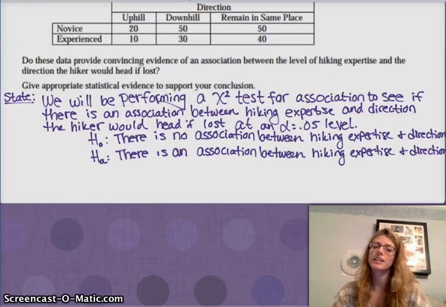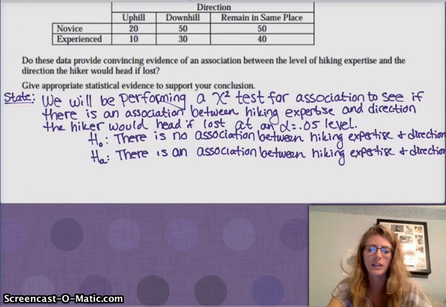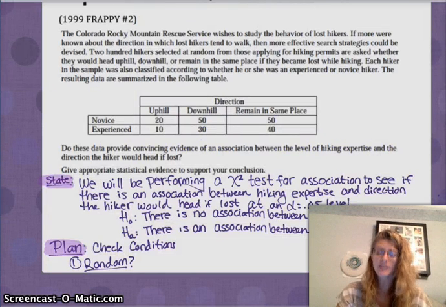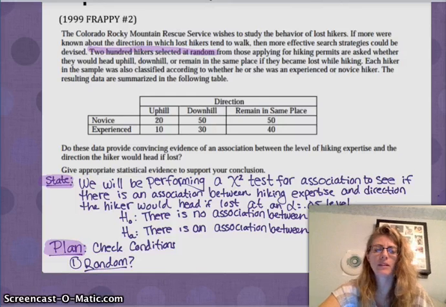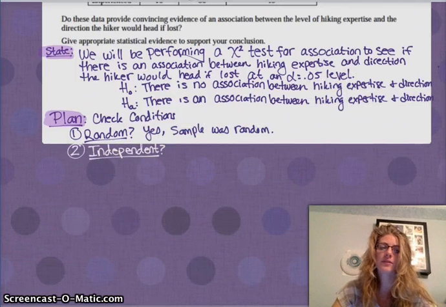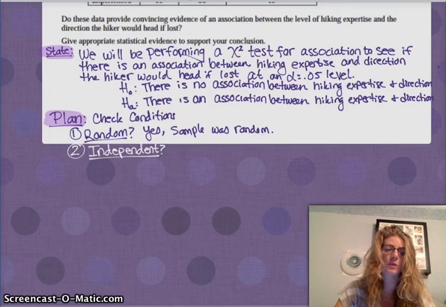All right, planning, we need to check our conditions. So the first one is random, second one is independent, third one is large enough sample size. So let's do the first two first. Should be pretty easy. Okay, random. Yes, it says right here, 200 hikers are selected at random from those applying for permits. Independent? Yes, it is probably likely that there are more than 2,000 people applying for permits because our sample size was 200. We need the 10% rule because we're sampling without replacement.